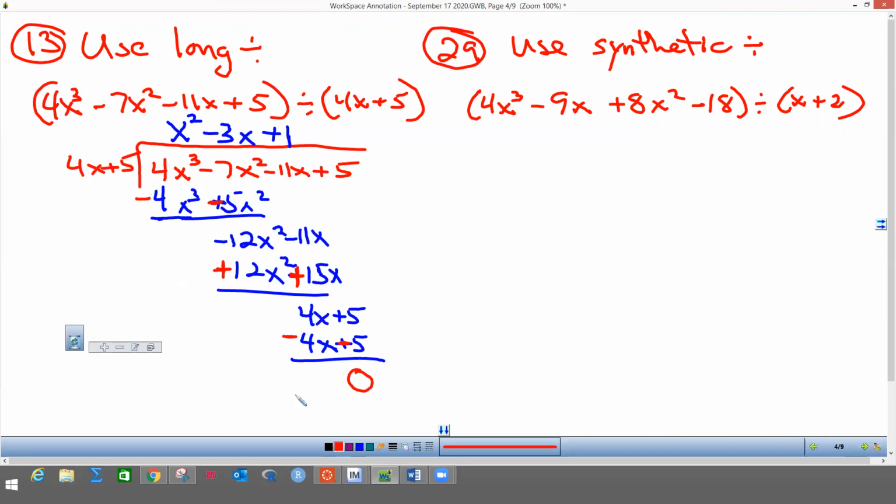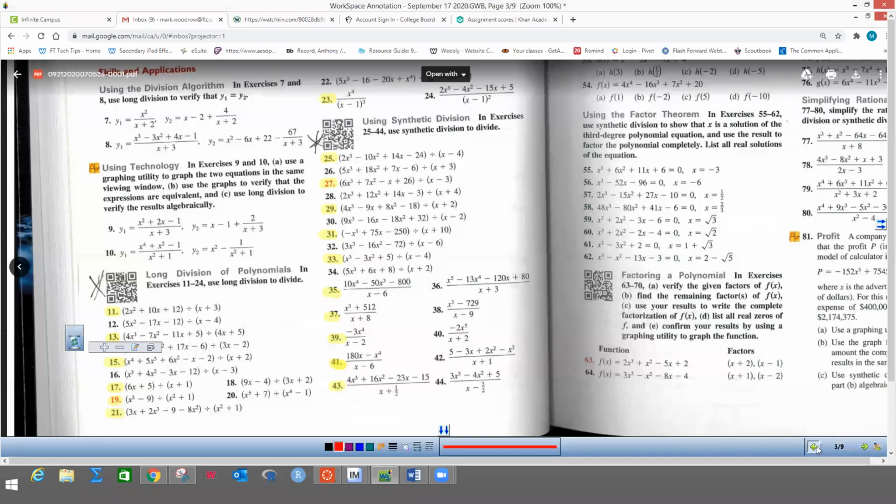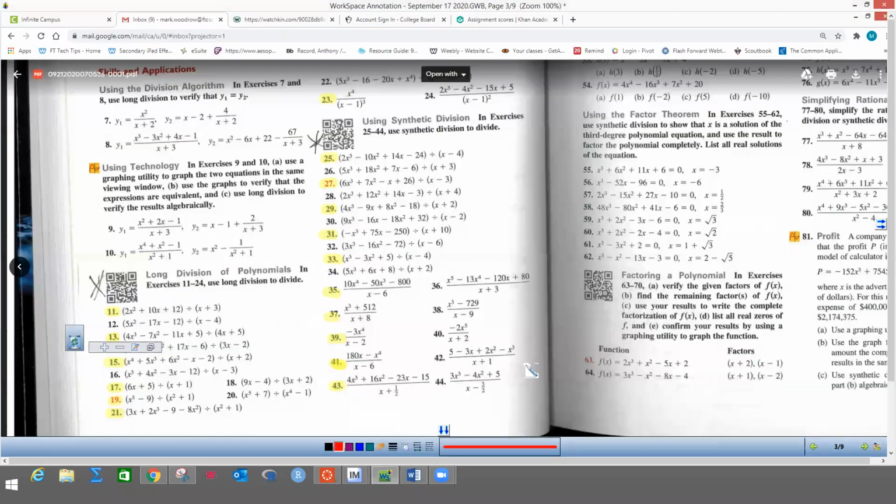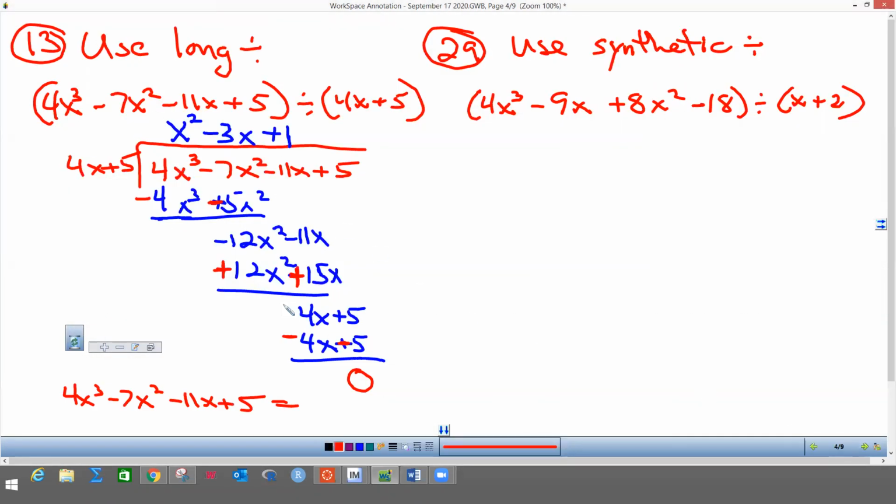So in other words, this is the factor theorem. Since my remainder is 0, 4x plus 5 is a factor of this. So in other words, 4x cubed minus 7x squared minus 11x plus 5 equals, now I'm going to tell you what that part is called. Oops, let's go back one more. That part is called the dividend, and that is going to equal the divisor, which is what we were dividing by. That is that 4x plus 5. That is the divisor, and then the quotient is our answer up here. And we got x squared minus 3x plus 1.